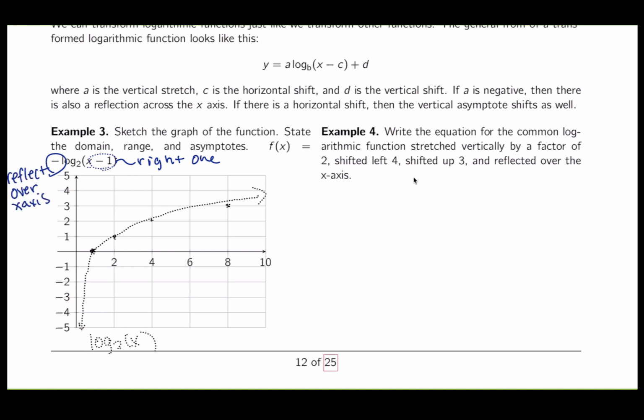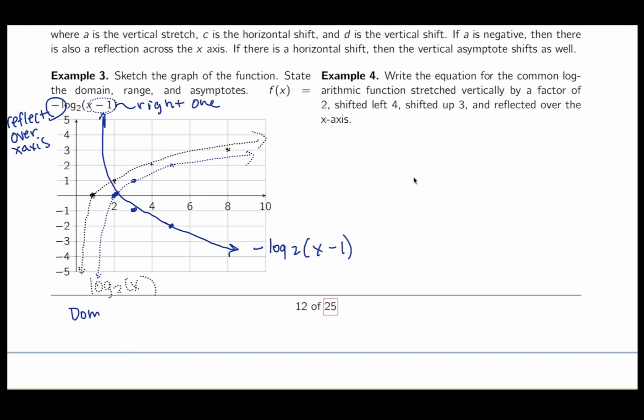So in the end, if I take each point and move it right 1, I'm going to have something like this. And then if I reflect that over the x-axis, I'm going to get points like this. And instead of approaching negative infinity down here, I'm going to be approaching positive infinity. My graph will look like this. So this is the graph of negative log base 2 of x minus 1.